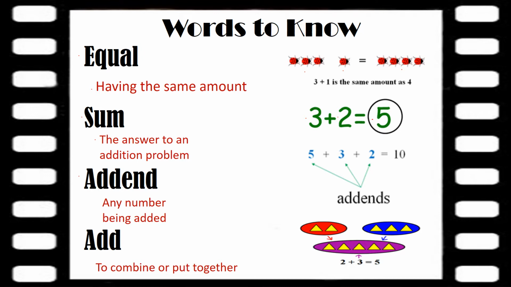Addend is our next word. Addend is any number being added. The addends shown here are 5, 3, and 2. They are the numbers being added. Our last word is add. Add means to combine or put together. When we add things, we combine them or put them together.